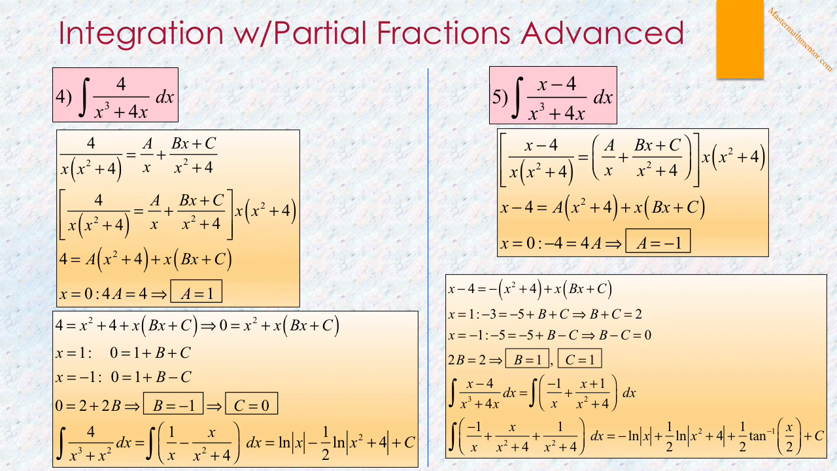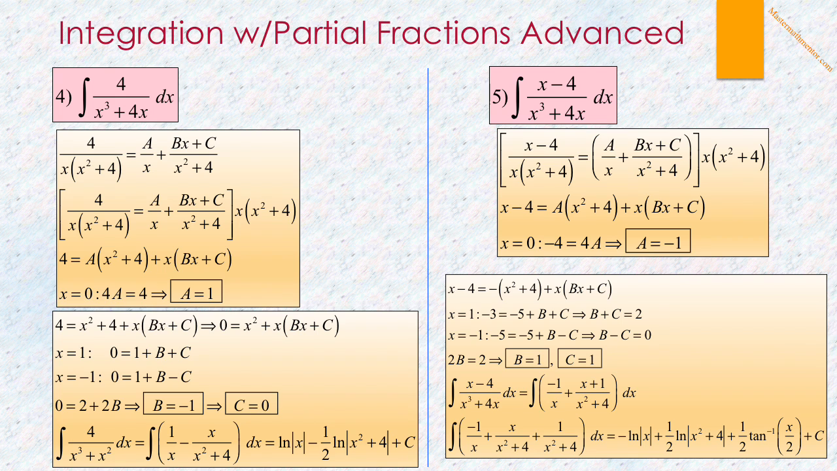So our integral of x minus 4 over x cubed plus 4x dx can be written as the integral of -1 over x plus x plus 1 over x squared plus 4 dx. We will break this up into three integrals and write this as the integral of -1 over x plus x over x squared plus 4 plus 1 over x squared plus 4. And each of these uses a slightly different technique.